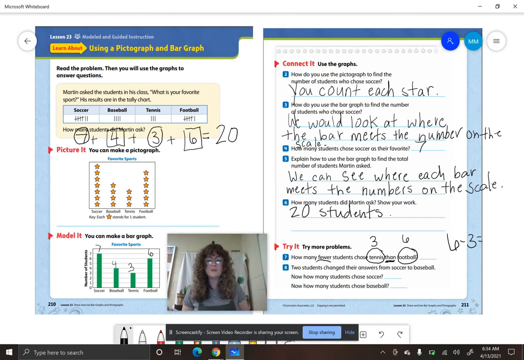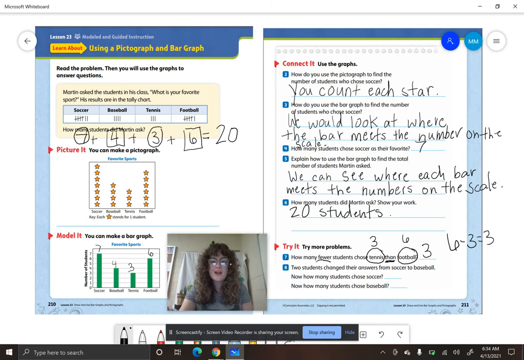Now we need to find what is different. 6 students chose football. 3 students chose tennis. How many fewer students chose tennis? 3. So 3 fewer students. We know what is the same. We had to find what was different.